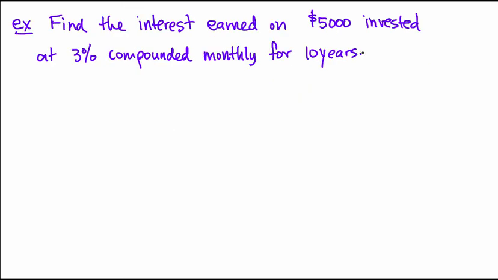Okay, let's find the interest earned on $5,000 that gets invested at 3% compounded monthly for 10 years.